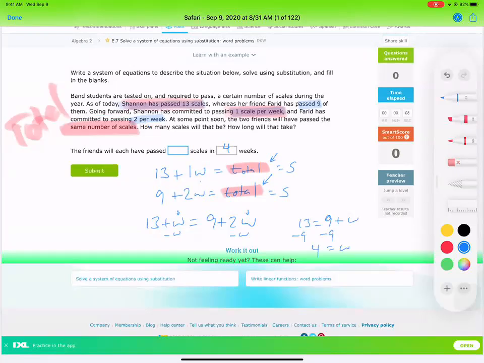We want to go back and say, hey, well, okay, what is the total number of scales that they have to pass? If it takes 4 weeks for them to reach that goal, we just plug 4 here. 13 plus 4 times 1 is 4. It's going to be 17. Let's see if the second one came up exactly the same. 9 plus 2 times 4. This would be 9 plus 8 is 17. Yep. So they would both have to pass 17 scales in 4 weeks.